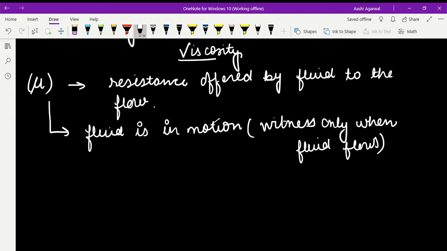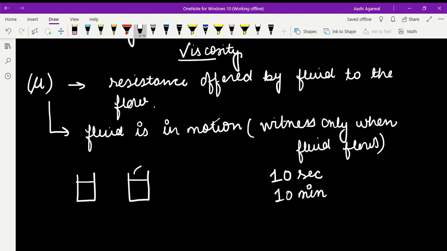So a very easy example you can think of is, for example, you take honey and you take water in a glass and then you just spill it and allow it to flow. Let's say in this glass you have honey and in this you have water. So let's say you are spilling it out or allowing it to flow. Fix a time, let's say 10 seconds or 10 minutes. You see how much water is able to flow and how much honey is able to flow.